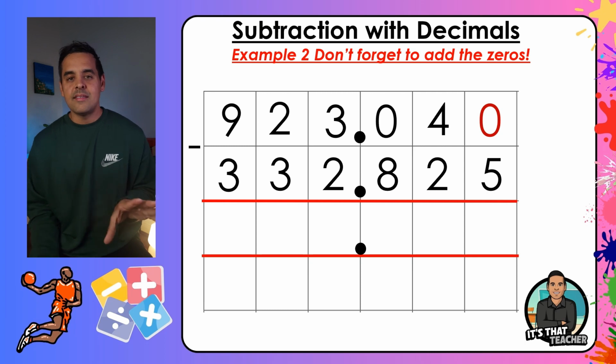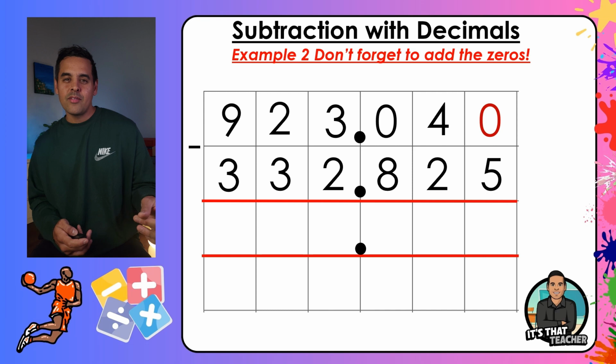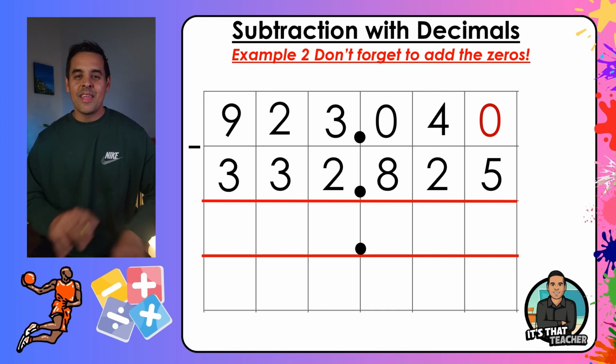6 digits, take away 6 digits. You can see it. But if you didn't put it there, you might get a little confused. What do I do with that? There's nothing above the number. So put the 0 there, you'll avoid confusion.